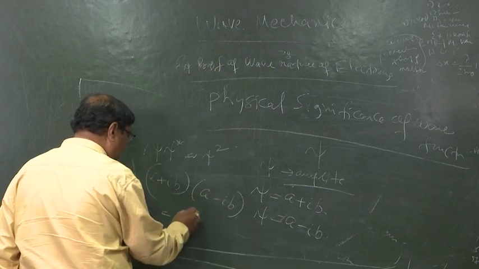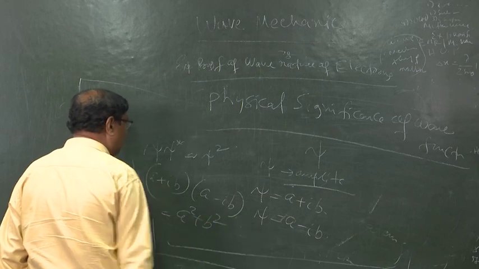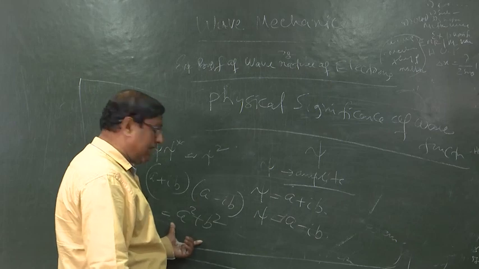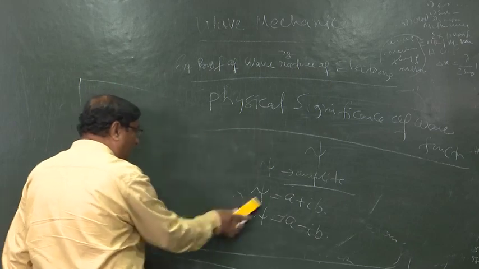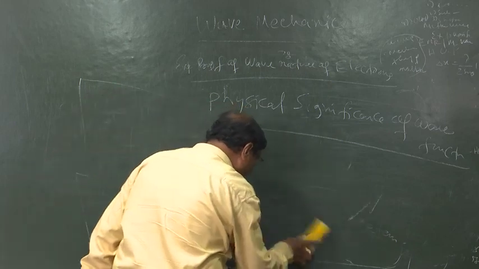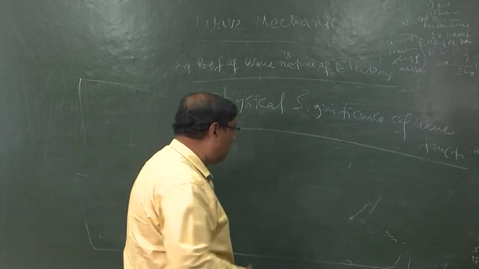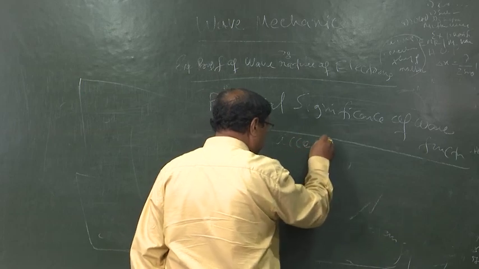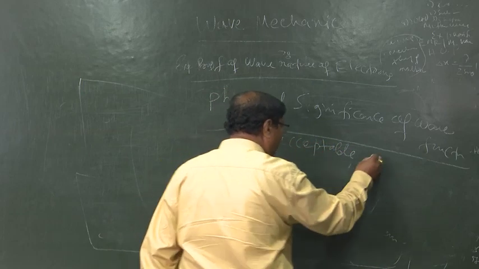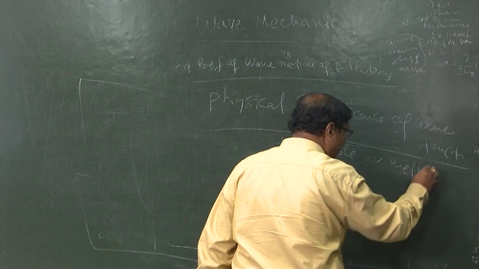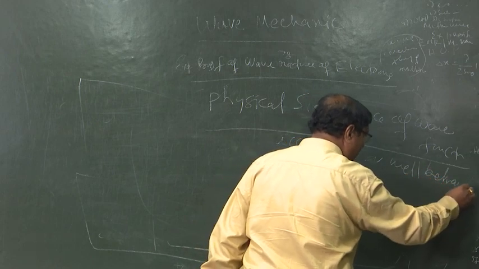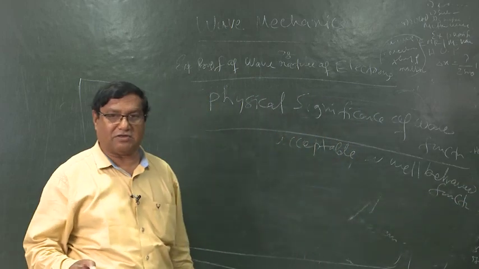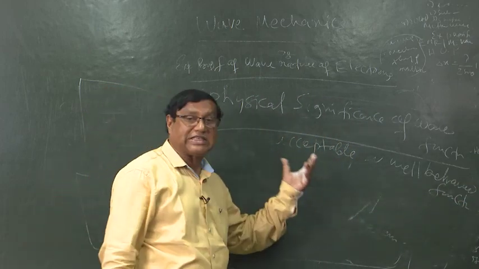Is equal to a square plus b square. So, psi square is always a real function. Now, psi means your wave function. Which wave function is acceptable, or is called a well behaved function? So, a wave function is called a well behaved function, that means the wave function is acceptable.